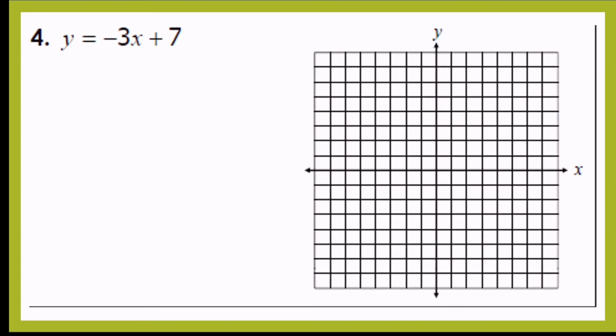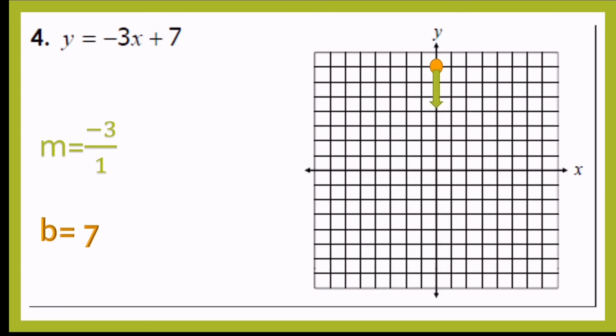So, still same process. I identify my b, that's 7. That is where I'm going to begin. So I put a point at 7. Now if we look, my slope in my problem, the number that's multiplied by the x, is a -3. But remember, every number can be made into a fraction by putting it over 1. So anytime you see a whole number slope, write it over 1. So that's now a -3 over a positive 1.